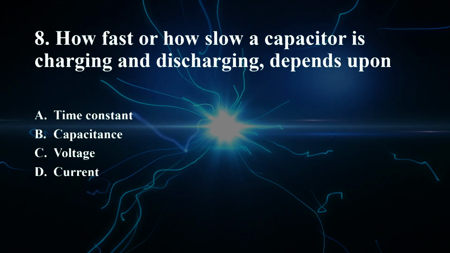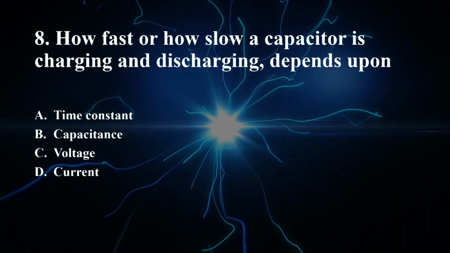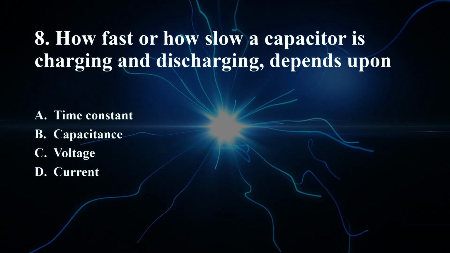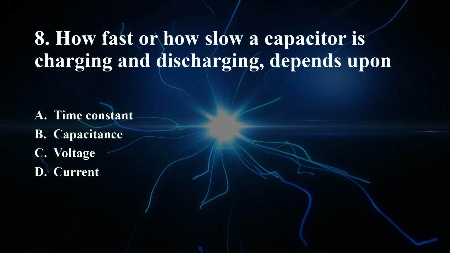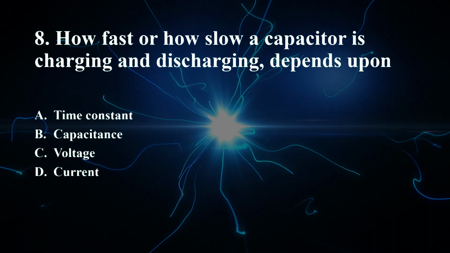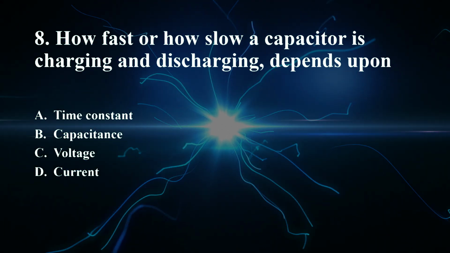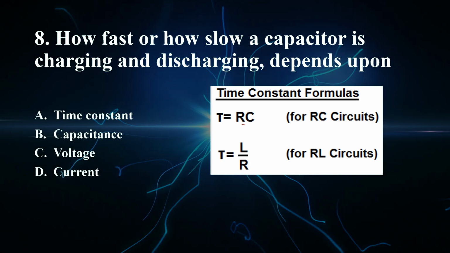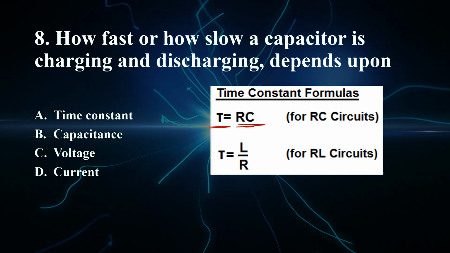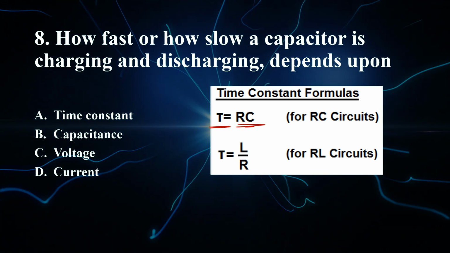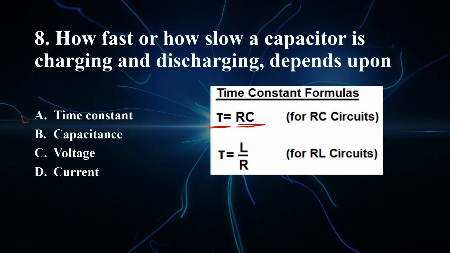Okay, how fast or how slow a capacitor is charging or discharging depends on the time constant, capacitance, voltage, and current. So students, remember that the RC value is called the time constant. The RC value is called the time constant, and it determines how slowly or quickly a capacitor will charge or discharge.